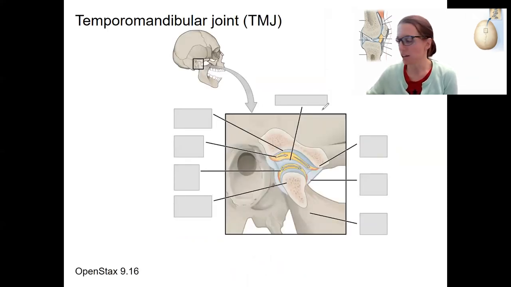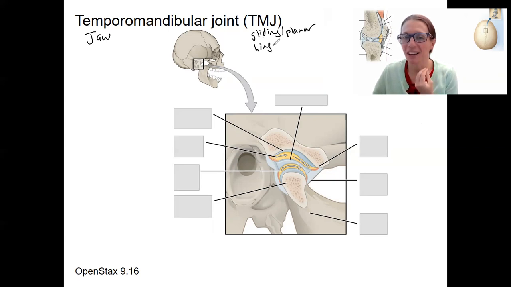The TMJ is the abbreviation for this. This is in the jaw. This is the joint that allows you to eat. So this joint is actually a gliding or planar joint, and it also is a hinge. So we're already getting at joints that are not as simple as we said they were. This one is able to do both things, and both of those movements are important for eating.